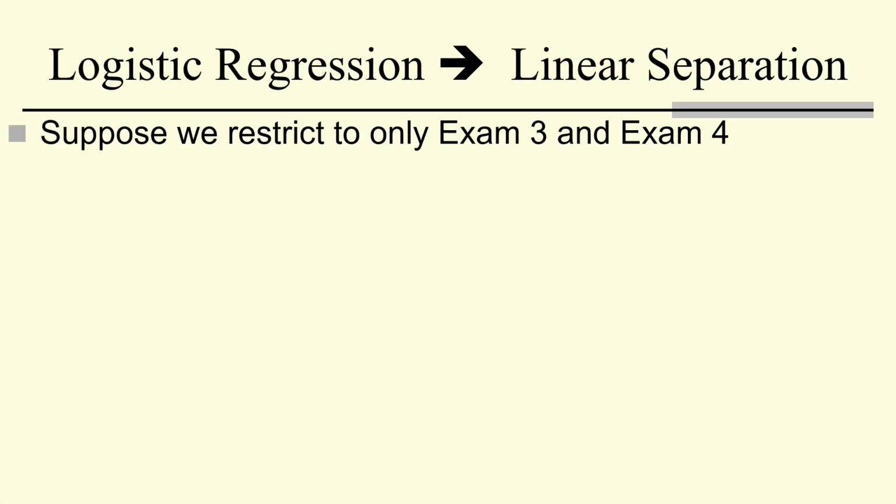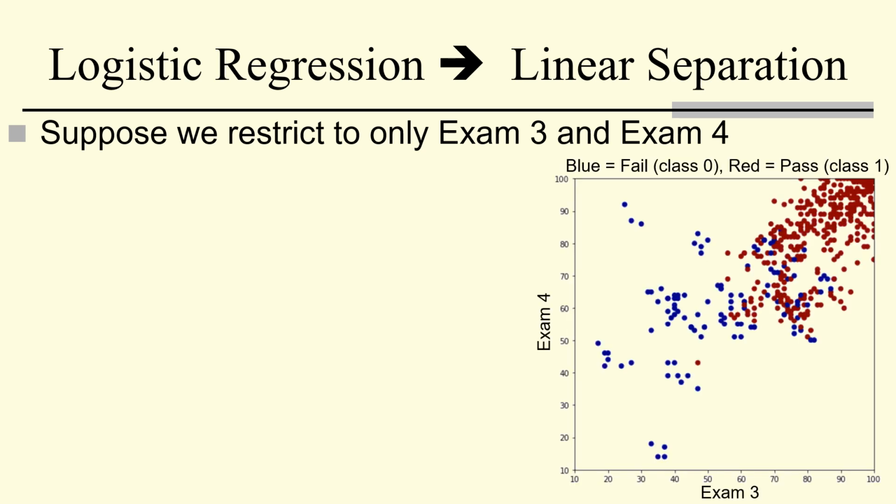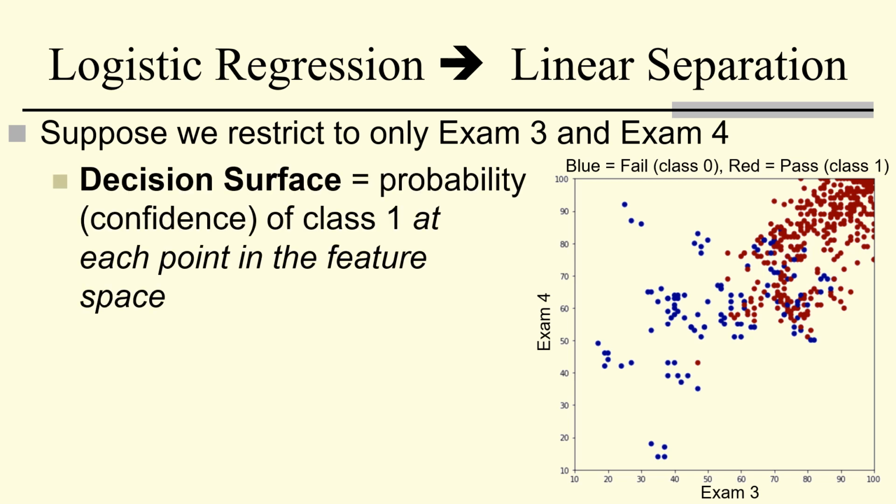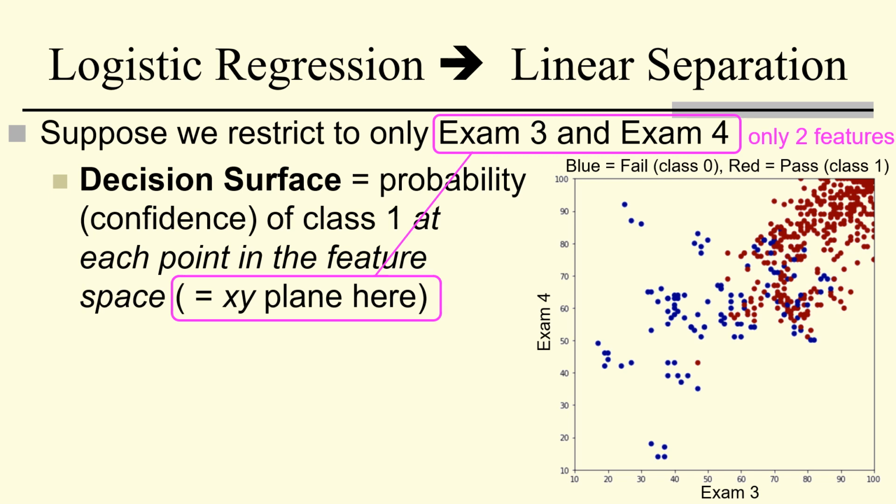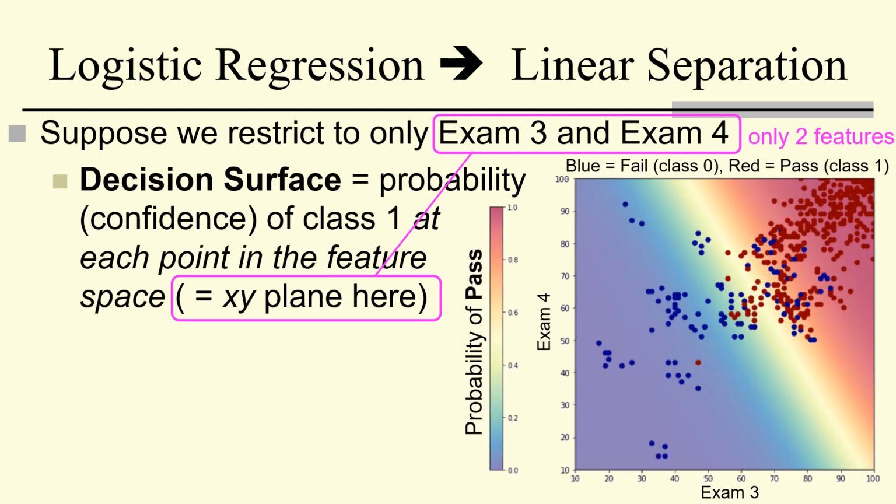So logistic regression implies linear separation. Suppose we only look at exams 3 and 4. Then this is what the data looks like. Their decision surface is the probability or confidence of class 1 at each point in the feature space, which in this case is the xy plane. We're only using 2 features. And we end up with this kind of a decision surface.